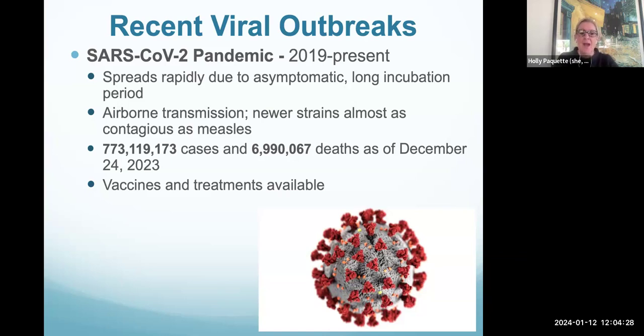At this point, we've had close to 800 million cases, as of December this last year, and close to 7 million deaths. I think I'll need to go back and check, but I think we actually have hit the 7 million death mark as of the start of this course. Vaccines and treatments are available for it, and so it is one that we had a very quick turnaround on the vaccines and treatment, which we'll cover later in the semester as well.